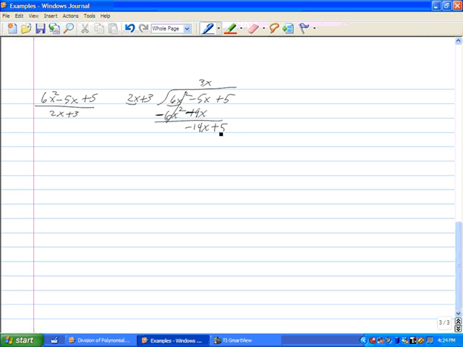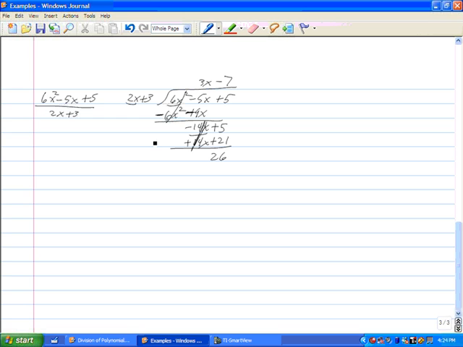Drop down the next term. 2x times what gives you a minus 14x? Well, it would be a minus 7. Negative 7 times a 2x is the negative 14x. Negative 7 times a plus 3 is a minus 21. Again, changing signs. This becomes plus. This becomes plus. When I add, that cancels. When I add, that becomes a 26.